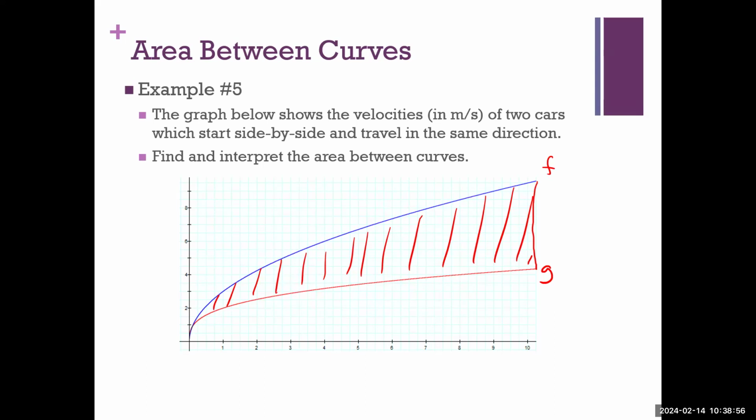So if we wanted to, you could use some of our trapezoid, Simpson's, any of our approximate integration methods to find that area. But I really wanted to talk about that interpretation. Are we okay with why that area is a difference in distance? All right.